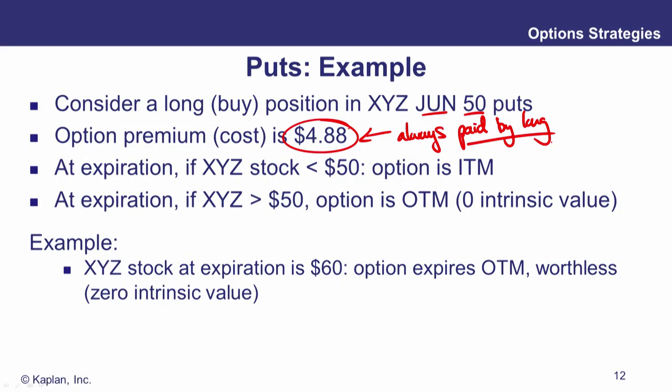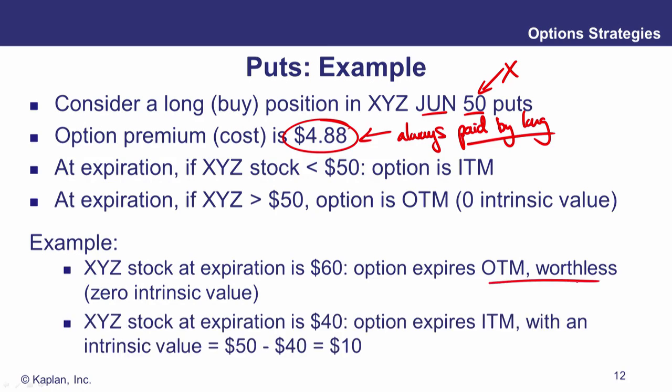So, for example, if the stock goes up to 60, we don't sell at 50. Don't forget that's the strike. We don't sell at 50, something that's worth more. All right, so we throw the option away, and the option is worthless. However, if the underlying goes down to 40, that strike of 50 is looking good now. We sell at 50, something that's worth less, and our exercise profit is 10.